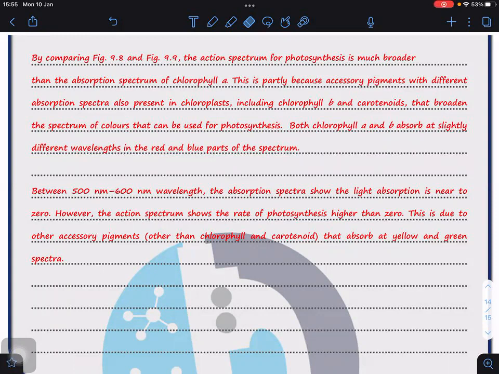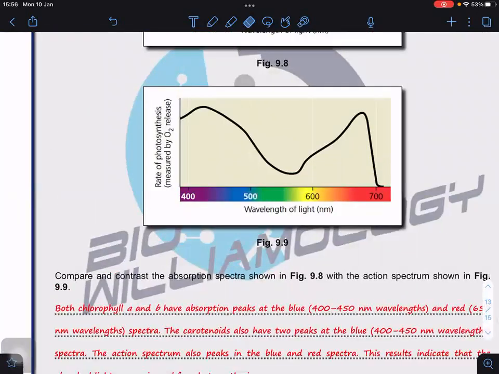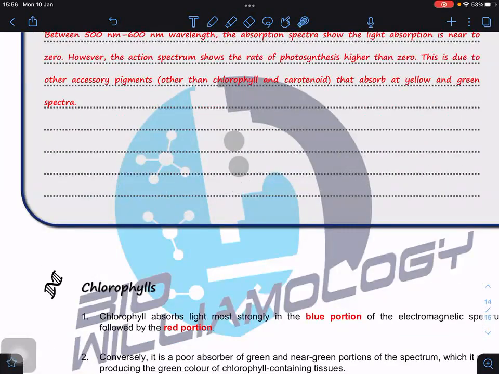Okay, so therefore the action spectrum here shows the rate of photosynthesis. So with this, I have done for today.